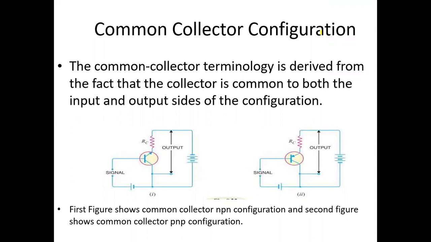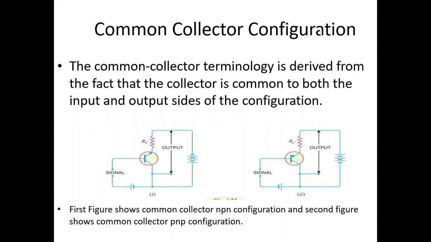And here the third type of connection is the common collector configuration. In common collector, the terminology is derived from the fact that the collector is common to both the input and output side of the configuration. That's why this connection is called common collector configuration, and this is applicable for both PNP and NPN transistors.